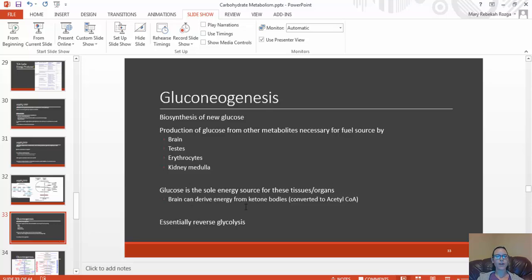And as I said here, the brain can derive energy from ketone bodies, but it's not desirable because unless you have a very specific condition, the ketone bodies are going to lead to ketoacidosis, which is very harmful. Now, gluconeogenesis, we should be able to go through this pathway pretty quick because it's essentially the reverse of glycolysis.